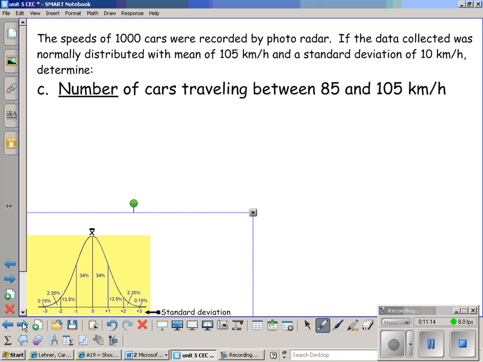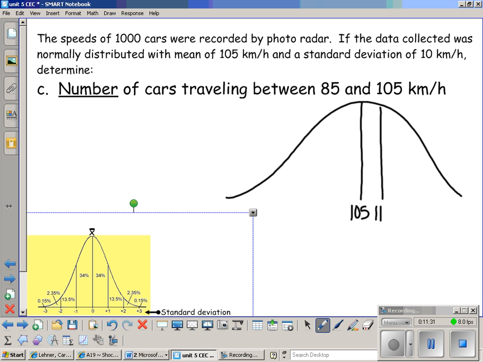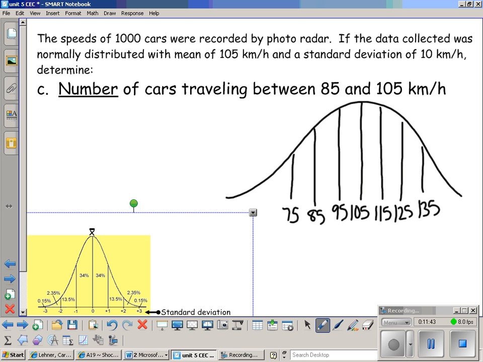Same question, but we're going to change it. Now we're not looking for the percentage of cars, we are looking for the specific number of cars that are traveling between 85 and 105. So again, let's set this up. 105 is our mean, so we have 115, 125, 135. Then we've got 95, 85, and 75. And we want the data of the number of vehicles between 85 and 105.